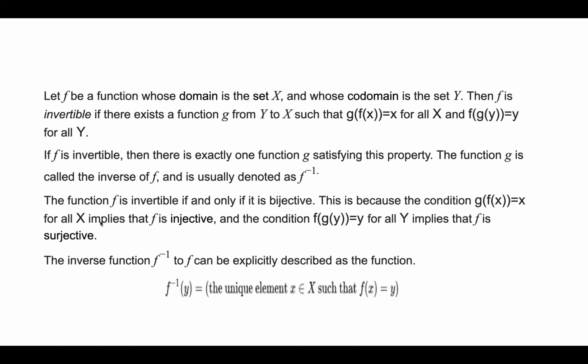The function f is invertible if and only if it is bijective, that we already have seen. This is because the condition g of f of x is equal to x for all x implies that f is injective, and the condition f of g of y is equal to y for all y implies that f is surjective. How is it saying that g of f of x is equal to x for all x implies that f is injective? Can anybody tell me?